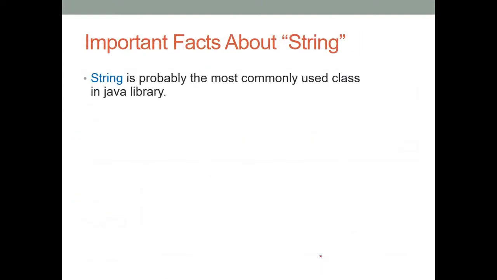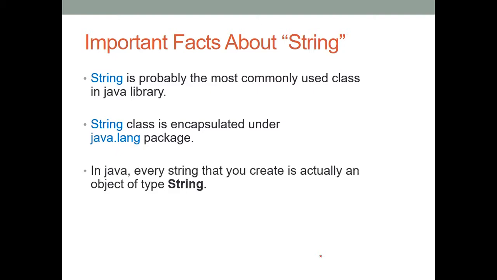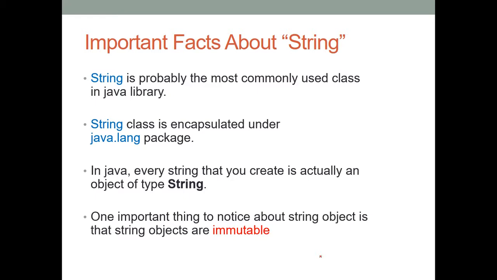Next are important facts about strings. String is the most popular and commonly used class in the Java library. The String class is encapsulated under the java.lang package. In Java, every string that you create is actually an object of type String. Okay, those are some important points.